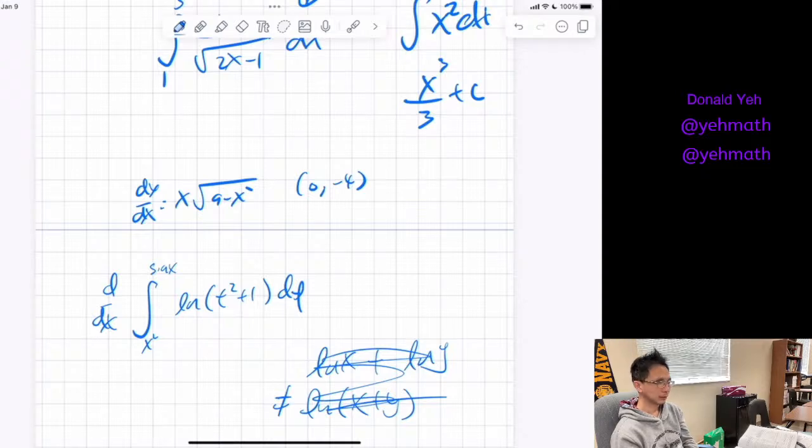I'm just saying natural log of x plus natural log of y does not equal natural log of x plus y. They are not equal. Natural log of x plus natural log of y is natural log of x times y.